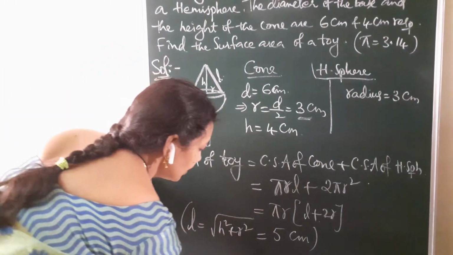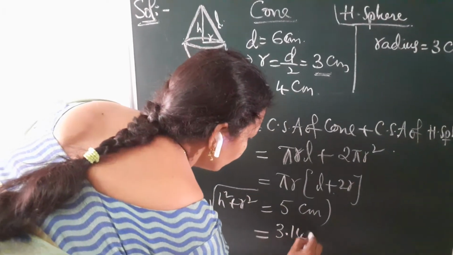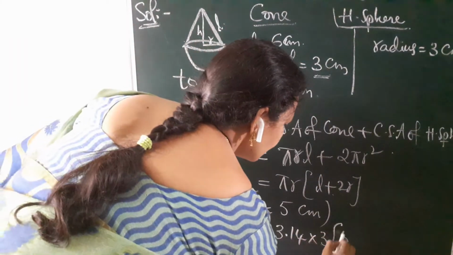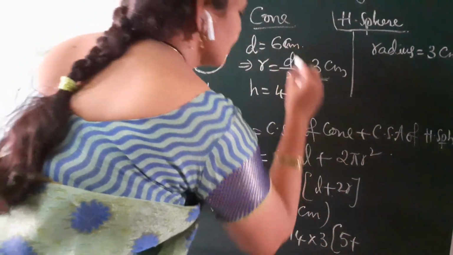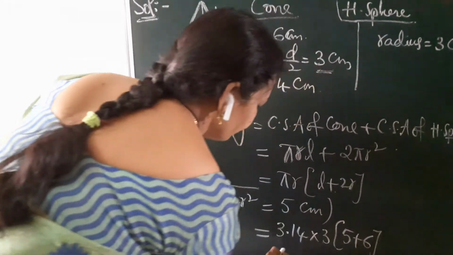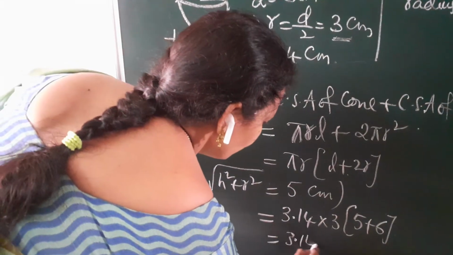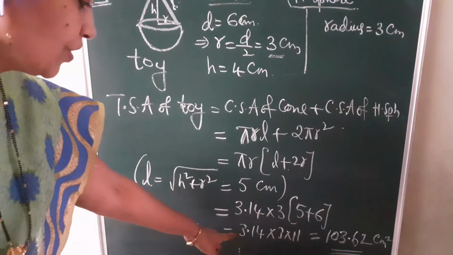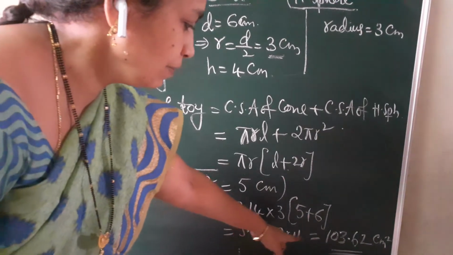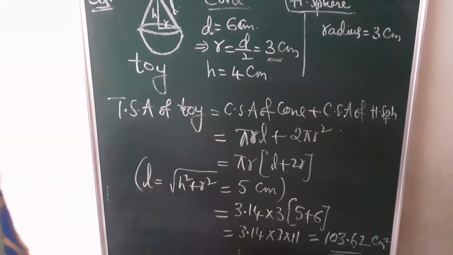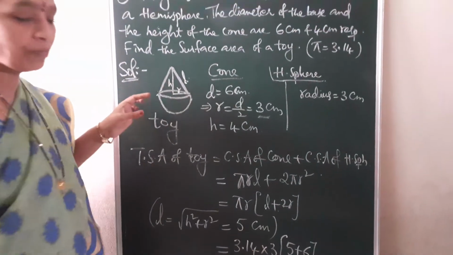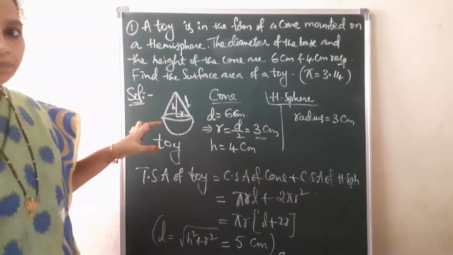Then you substitute: 3.14 into base radius 3 into L, which is 5, plus 2r, which is 6 centimeters. That is equal to 3.14 into 3 into 11. On multiplication, 3.14 into 33 becomes 103.62 centimeters square. So the total surface area of this toy is nothing but 103.62 centimeters square.